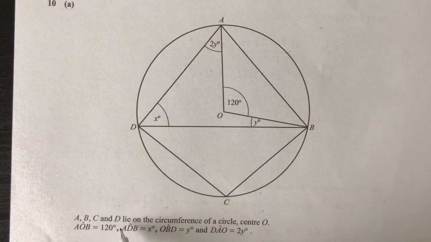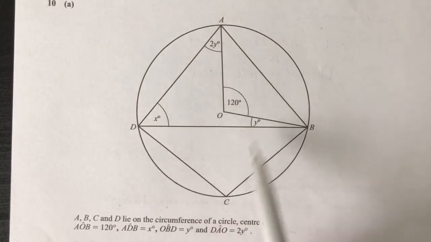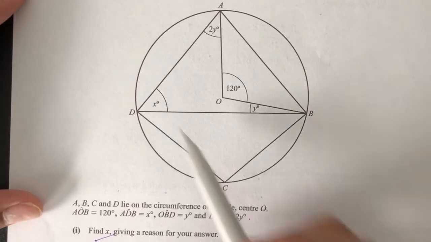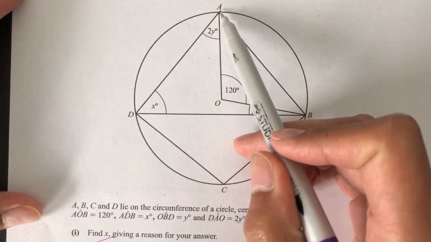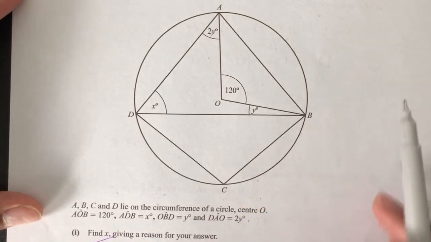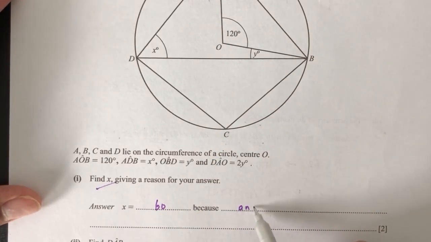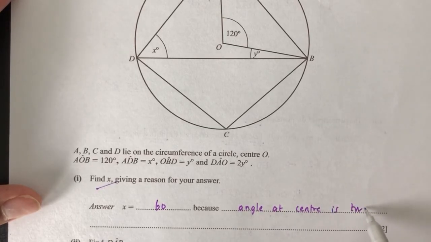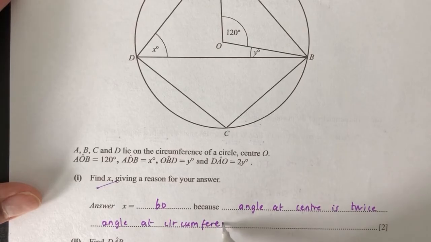So we have A, B, C, and D lie on the circle, center O. We have all this angle given to us. Now question part 1, find the value of x. So where's x? X is here. As you can see, x is on the arc AB. Also, this one is also on the arc of AB. But we know that x will be half this value, which is 60, because angle at center is twice angle at circumference. That's why. Okay, that was part 1.